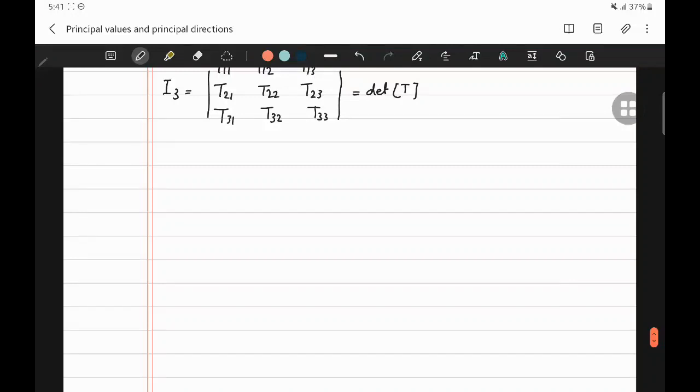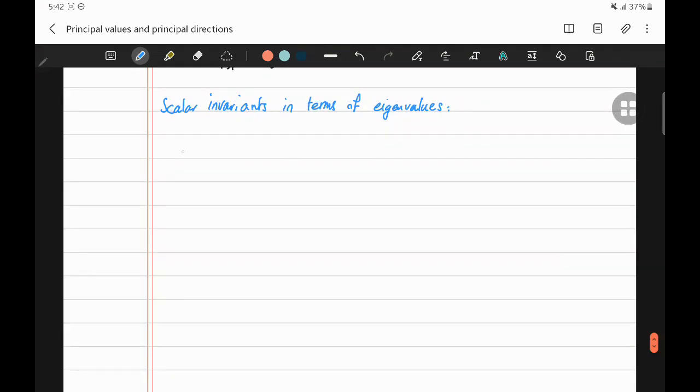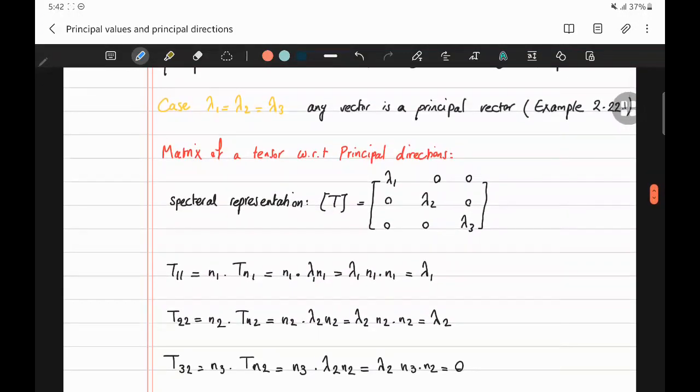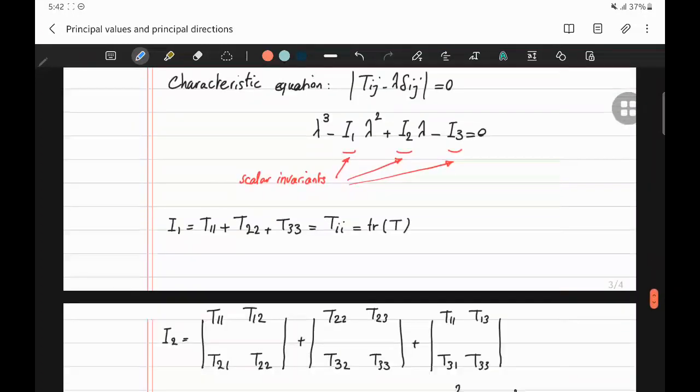And I1, I2, and I3 can also be written in terms of eigenvalues or principal values. So scalar invariants in terms of eigenvalues or principal values. So they are I1, lambda 1 plus lambda 2 plus lambda 3. That means if you have written a tensor like T in this fashion, so you found lambda 1, lambda 2, and lambda 3, this is the trace. So I1, the first invariant, is the trace of the tensor. So it is lambda 1 plus lambda 2 plus lambda 3.